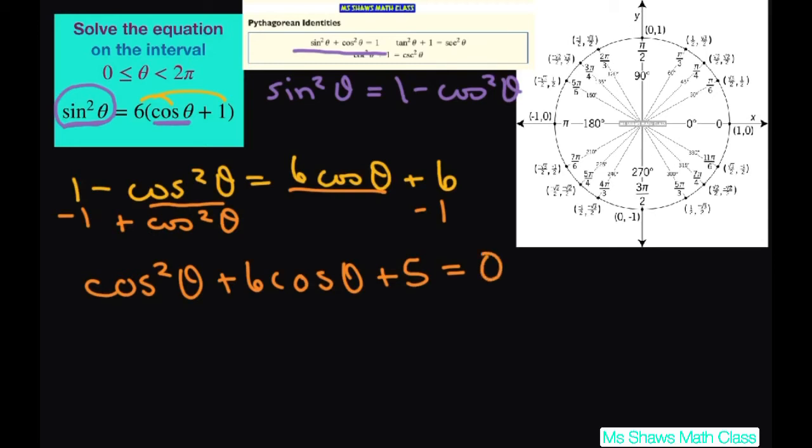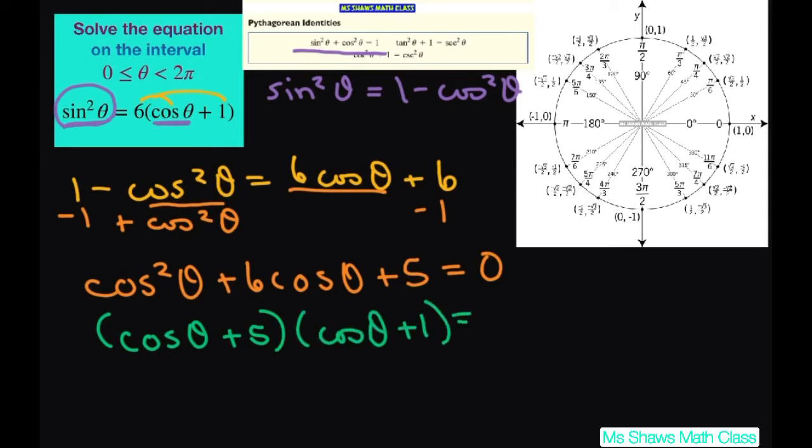Now that it's in quadratic form, we can factor this. So this is going to be cosine theta plus 5 times cosine theta plus 1 equals 0. For this piece, if cosine theta plus 1 equals 0, solve for theta, subtract the 1, and you get cosine theta equals negative 1. So our negative 1 here for cosine is your x value, so theta equals pi.